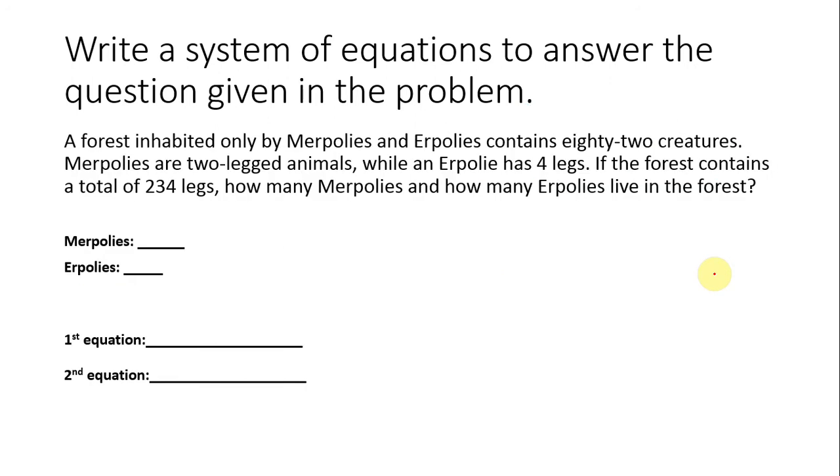Try this one. Okay, so here my first equation says that it's inhabited only by merples and erples, containing 82 creatures. So my first equation: merples and erples contain 82 creatures, and it's only inhabited by those two. So I know that the number of merples plus the number of erples is going to be equal to 82.